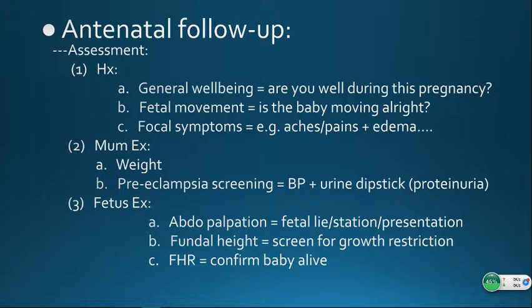Examinations for the mom: you weigh the mom to ensure that the weight gain is adequate. And also importantly, to screen for preeclampsia, it's simple. You measure the blood pressure and you do a urine dipstick to see if there's any protein in the urine. And for the fetus, you would palpate the abdomen to check the fetal lie, station, and presentation. So the lie is basically whether the baby is straight down the birth canal or is at an angle.